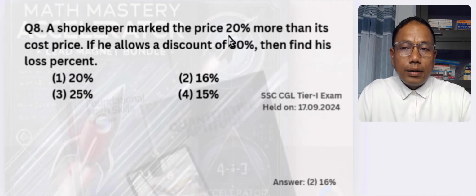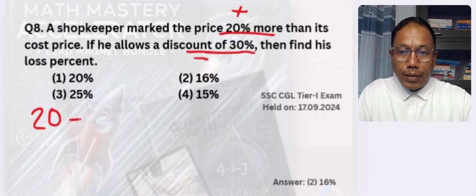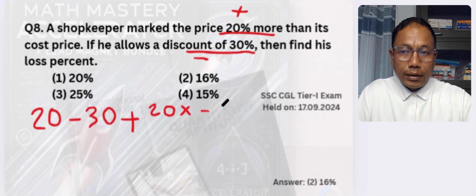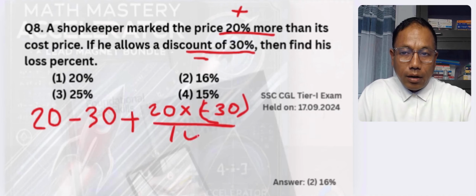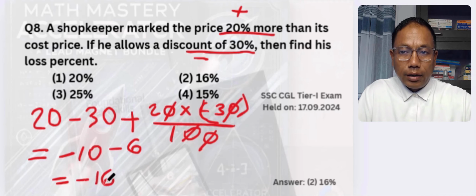A shopkeeper marked the price 20% more than its original price. This is plus, more. If we allow a discount of 30%, discount means less, minus. Then find his loss percent. 20 minus 30 plus 20 into minus 30 by 100. 0, 0 cancel. 0, 0 cancel. This is minus 10. Plus into minus is minus. 2, 3 are 6. Minus minus is plus. Common sign minus. 10 plus 6 is 16. 16% loss. Option 2 is the right answer.